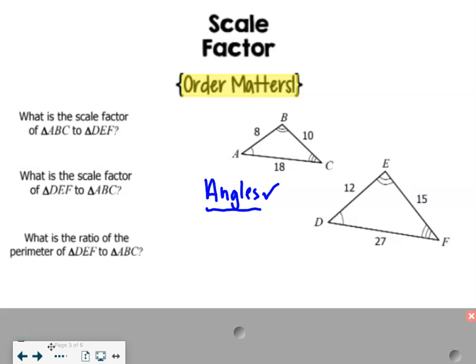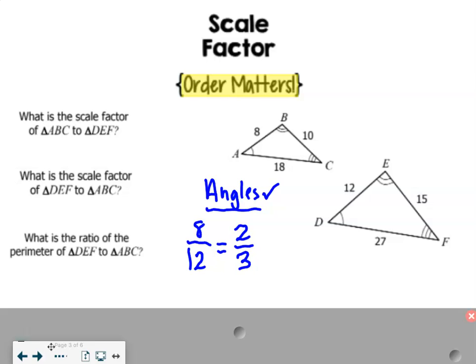What I like to do is pick my small triangle first, and then the smallest side on that triangle. So what's my smallest side here? 8, right? Now what's my smallest side over here? 12. How does that reduce? What goes into 8 and 12? 2/3, right? Because 4 goes into both. 8 divided by 4 is 2. 12 divided by 4 is 3. Okay, so we did our small sides.